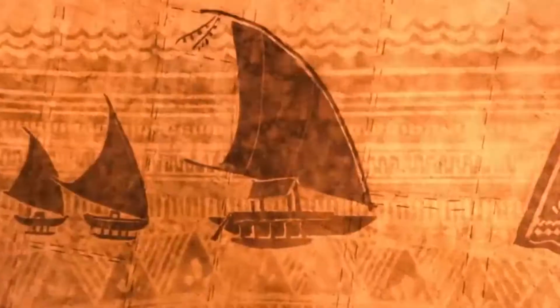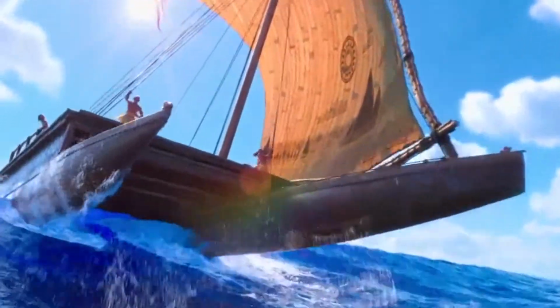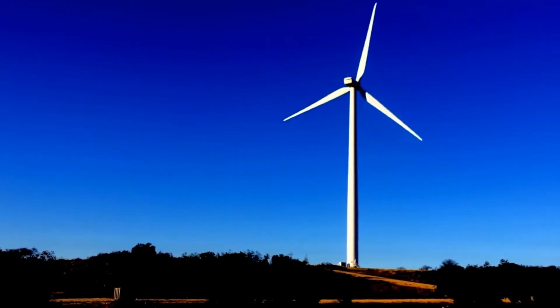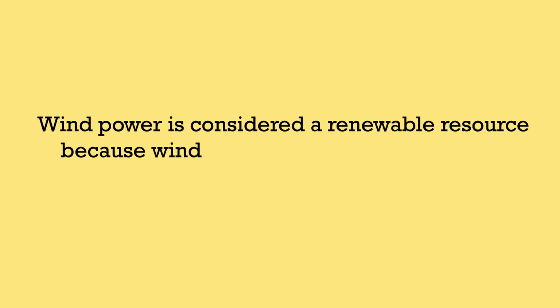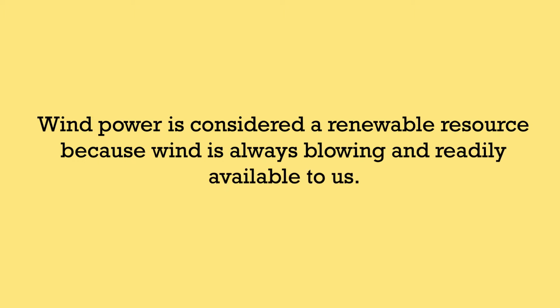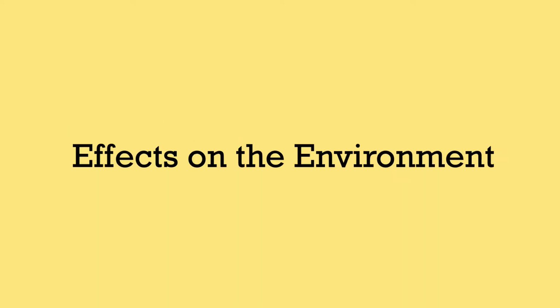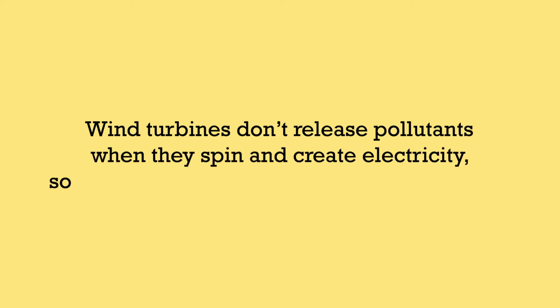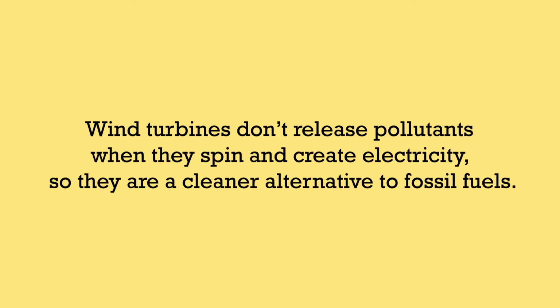People have been using wind power for generations, using sails on boats to travel, or grinding grain using a windmill. Today, we use huge wind turbines to turn generators, creating electricity. Wind power is considered a renewable resource because wind is always blowing and readily available to us. Wind turbines don't release pollutants when they spin and create electricity, so they are a cleaner alternative to fossil fuels.